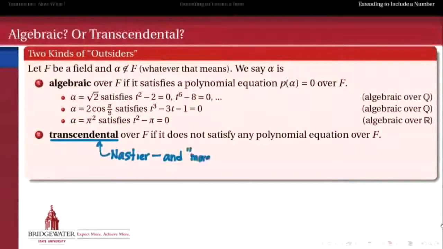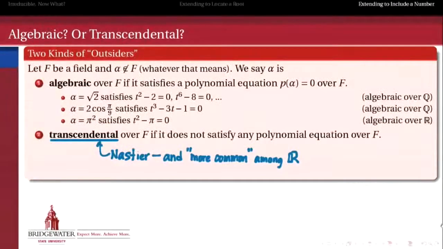If it does not, then we call it a transcendental number. So a number is transcendental over f if it does not satisfy any polynomial equation over f. So algebraic and transcendental take care of both possibilities. Either alpha satisfies a polynomial equation over f, or alpha does not. In the first case, it's called algebraic over f. In the second case, transcendental over f.